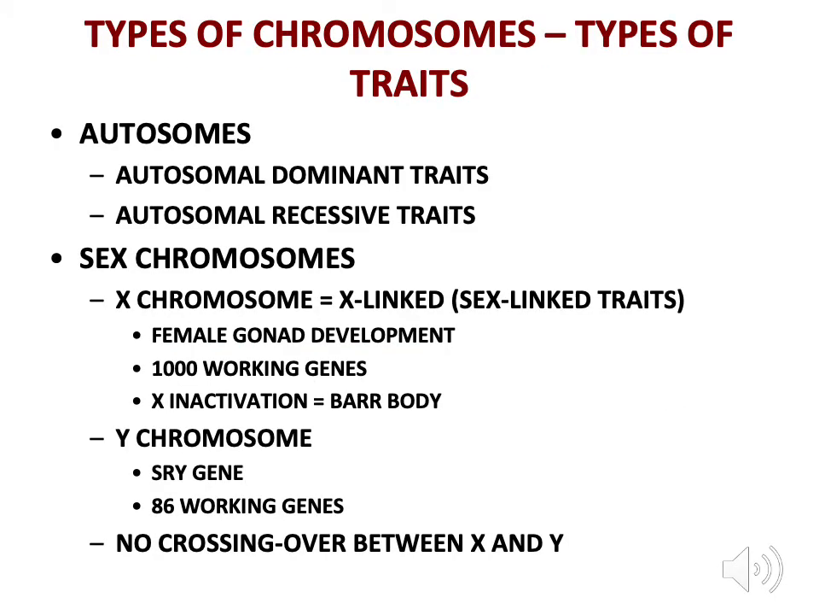In a slide or two, we will be talking about X-linked or sex-linked traits. But before we get into that idea, we really need to get a handle on what types of chromosomes we have in the human genome. We've got autosomes, and autosomes are non-sex chromosomes. They are chromosomes number 1 through 22, and the traits found on our autosomes are called autosomal traits. And those traits fall in two different categories. There are autosomal dominant traits, and there are autosomal recessive traits.